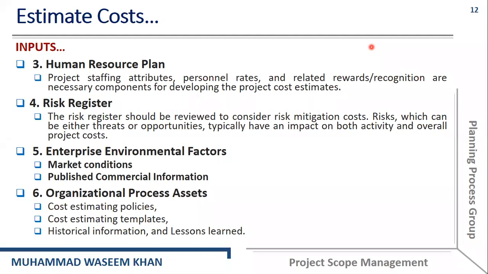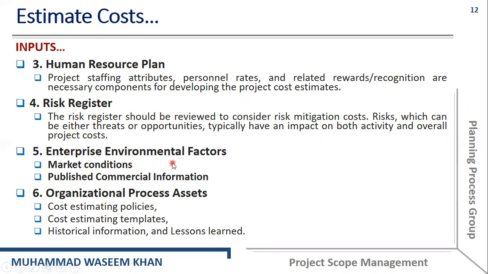The risk register should be reviewed to consider risk mitigation costs. Risks, which can be either threats or opportunities, typically have an impact on both activity and overall project costs. You should remember that in the early classes, we discussed that risk can either be positive or negative. The positive risks are called opportunities and the negative risks are called threats.